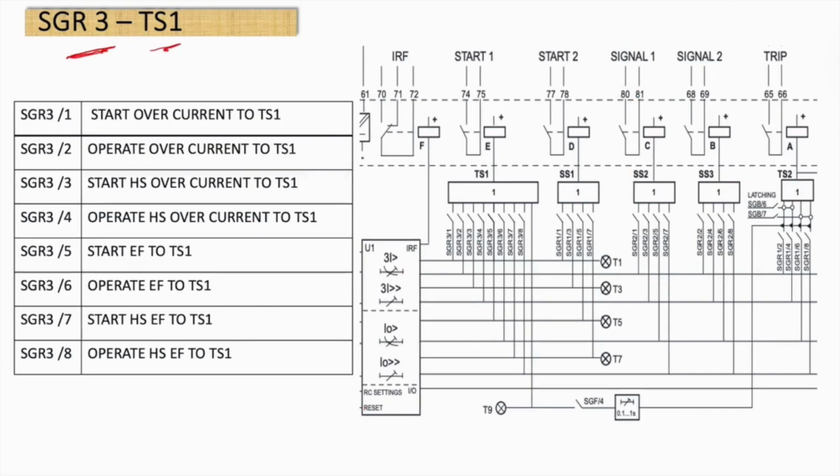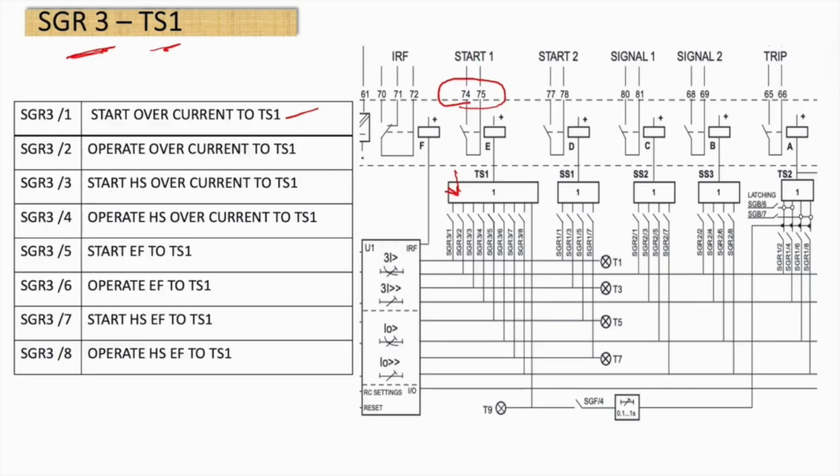It only has one element, TS1. Friends, TS1, which is connected at 74 and 75, gives you both start and trip. Okay? That means you'll get the entire combination within one single element.